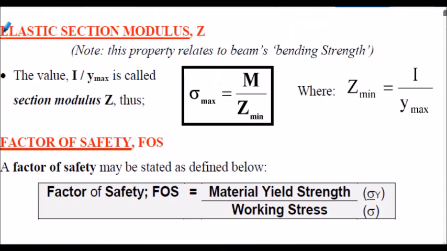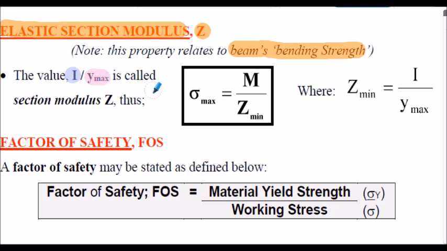There is another property often used when we're analysing bending in beams, and that's termed the elastic section modulus, symbol Z. Note the Z value relates to the beam's bending strength. Z is calculated from the second area moment value divided by the maximum Y value, the maximum distance from the neutral axis to the extreme fibre of the beam, outside of the beam in our case.